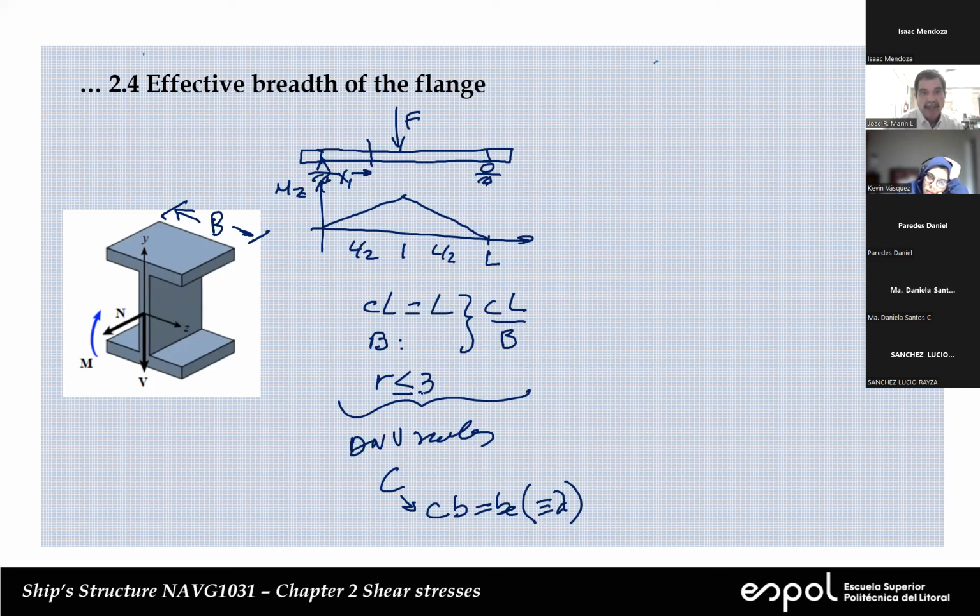Let's consider a small number of reinforcements because there were no reinforcements. Okay, so you enter in the table and get a value of C. With C, you multiply by B, or directly the C is going to be the ratio.